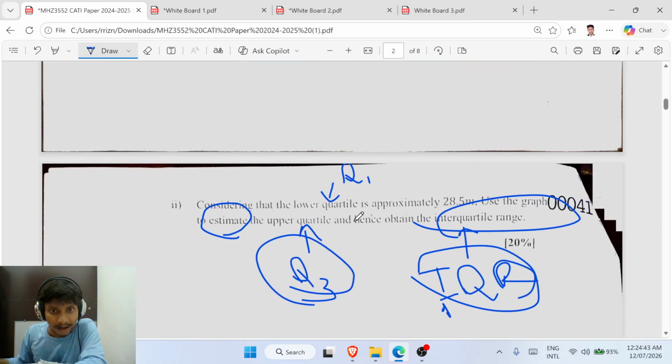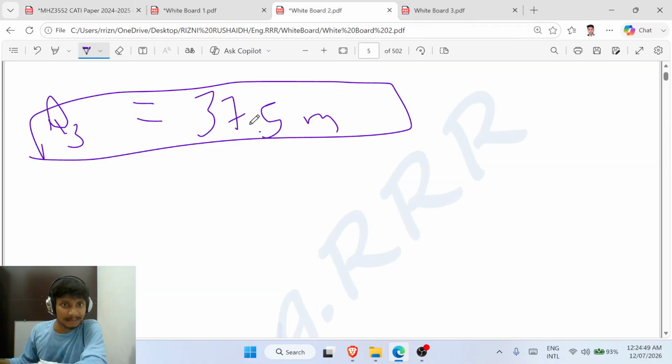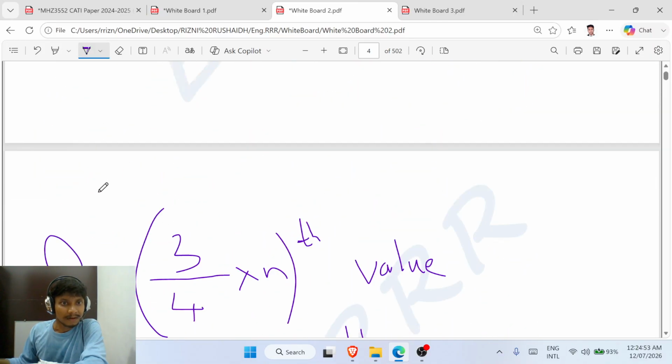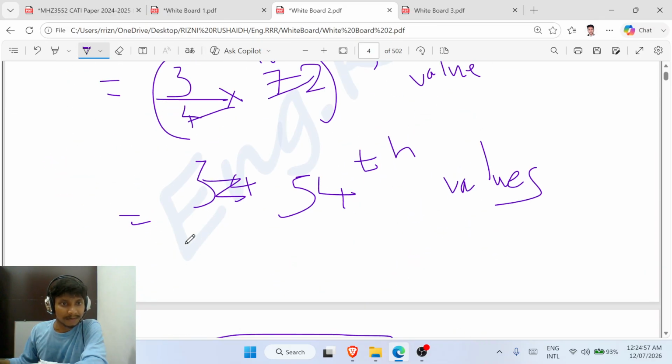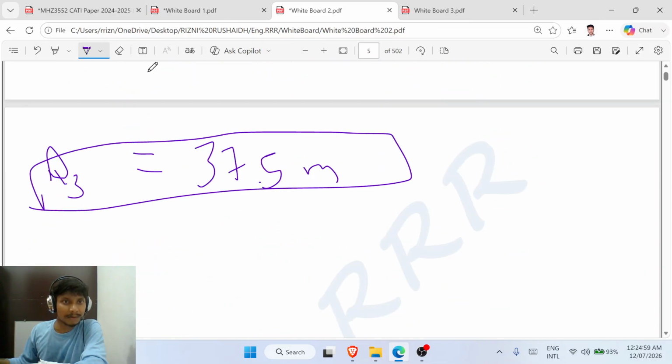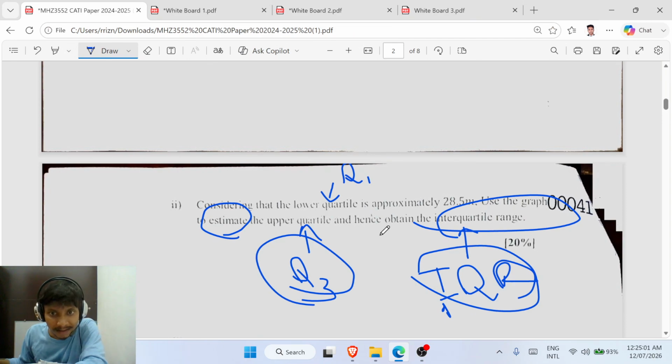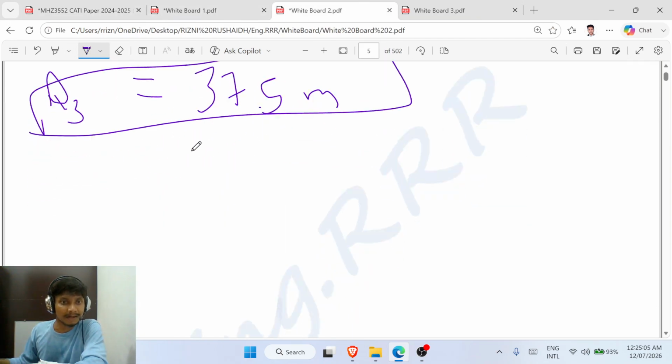The question says to estimate the upper quartile, and now we have estimated it. Now we know Q1 is equal to 28.5 meter and Q3 is equal to 37.5 meter. Now they are asking us to obtain the interquartile range. What is the interquartile range?